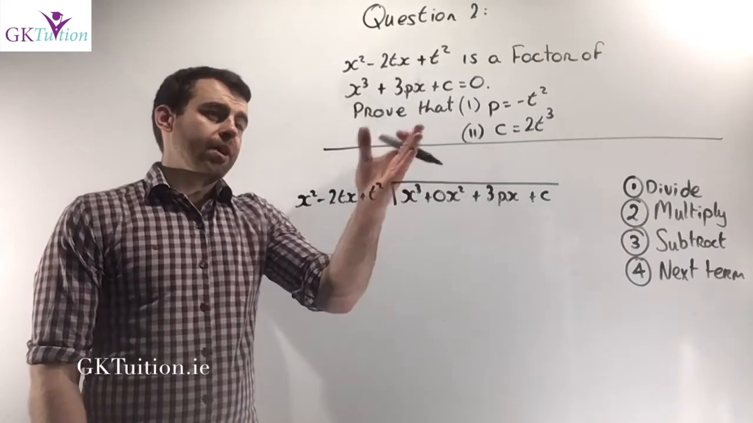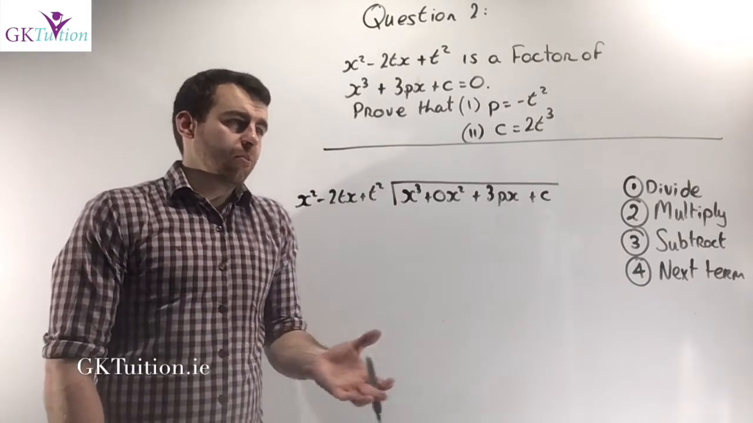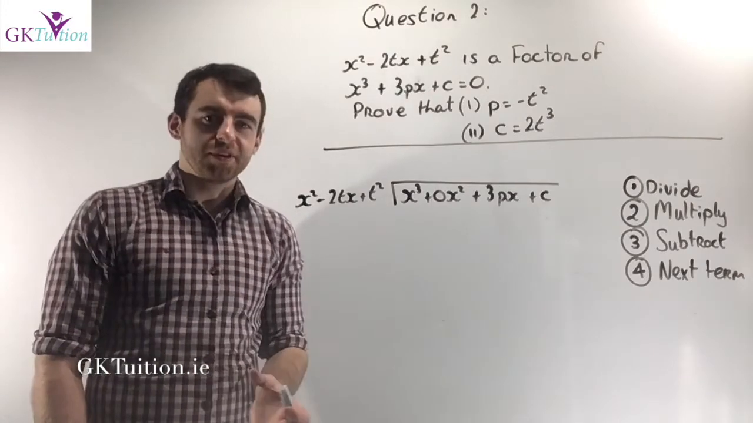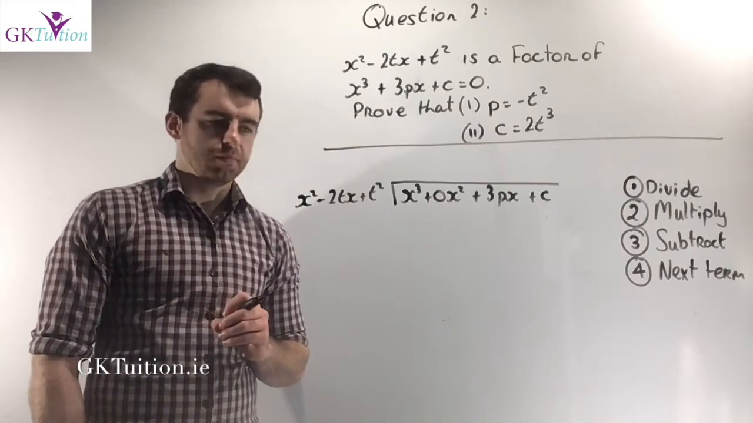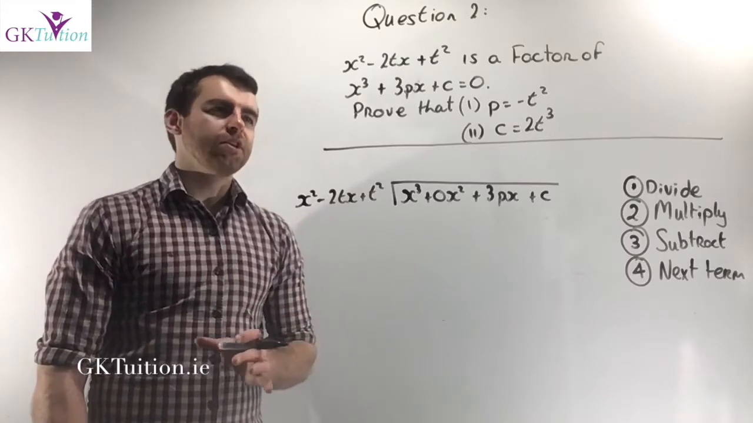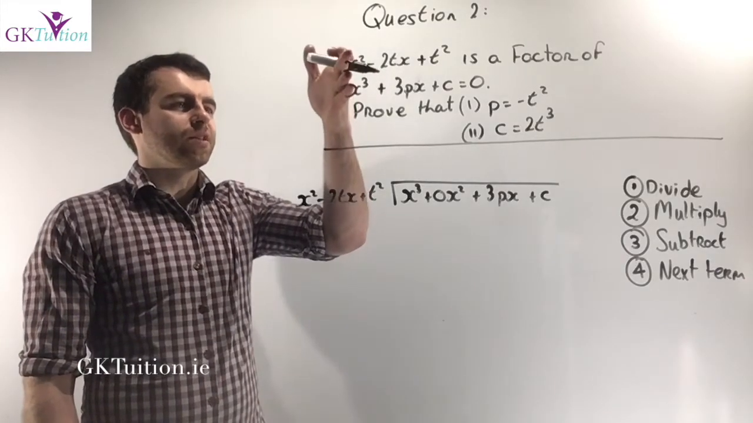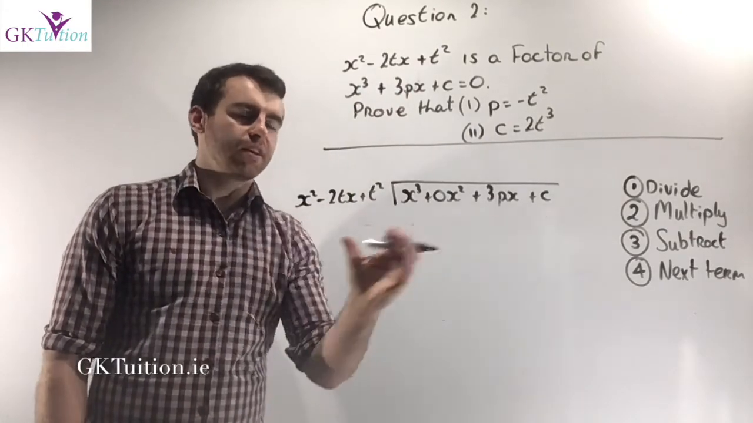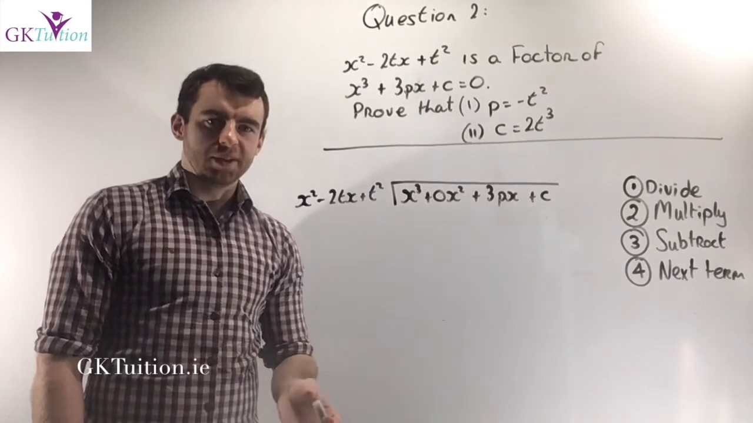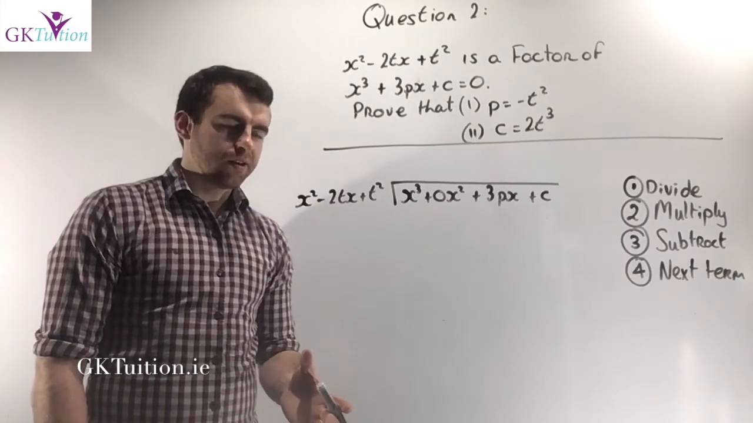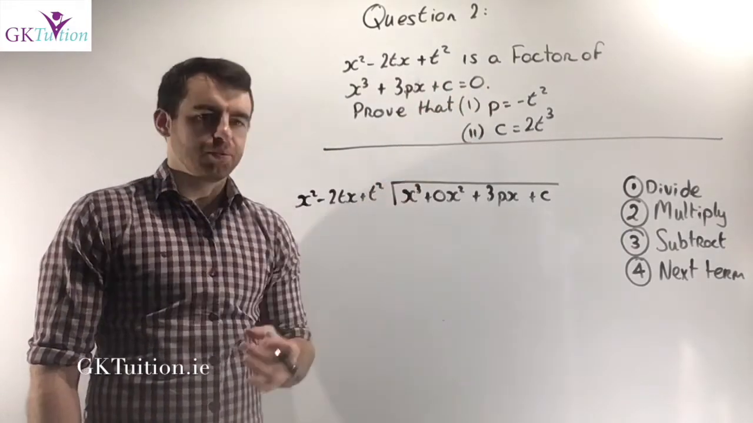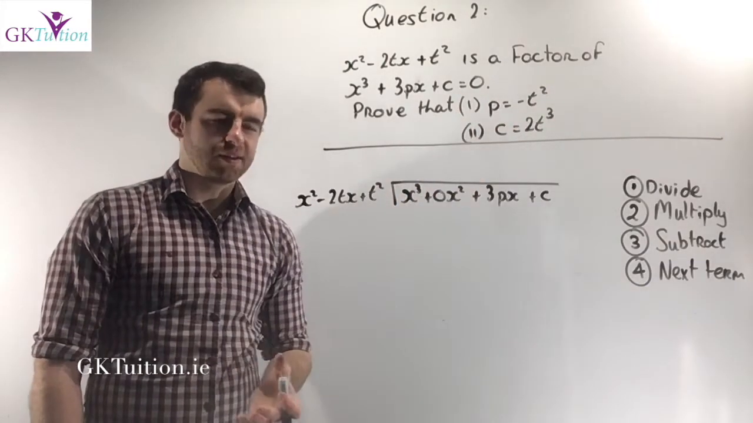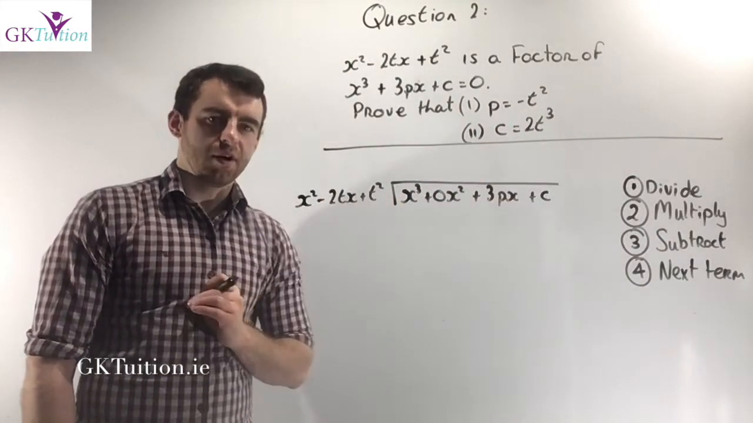For the moment, what we're being asked to prove seems to have no link to the question, and it's essentially irrelevant until we've carried out our long division. I know that we need to carry out long division here because if they tell me that this quadratic is a factor of this cubic, if I divide the quadratic into the cubic, I know the remainder will be 0. So when I get to my remainder, hopefully the things that I've been asked to prove will make sense. But for the moment, I'm more or less just going to ignore the thing I've been asked to prove, and I'm simply going to carry out long division.